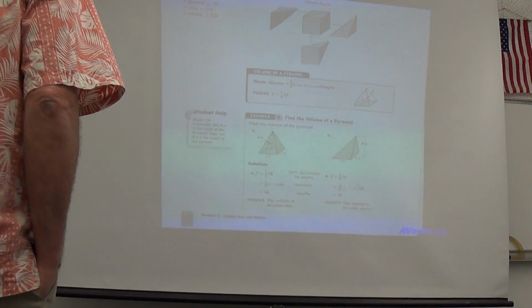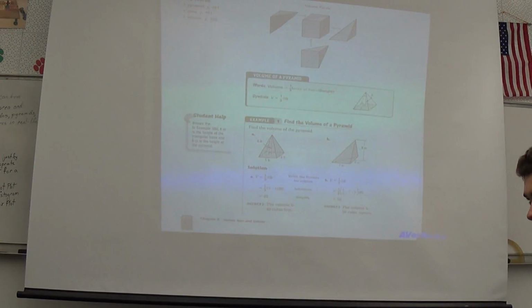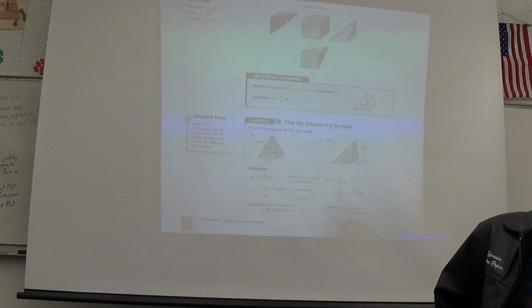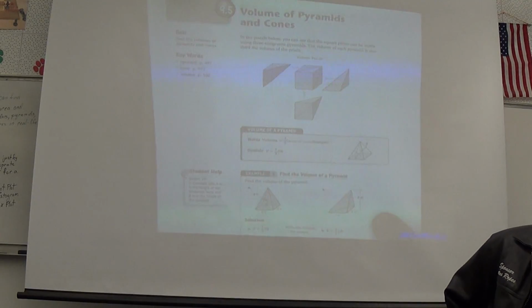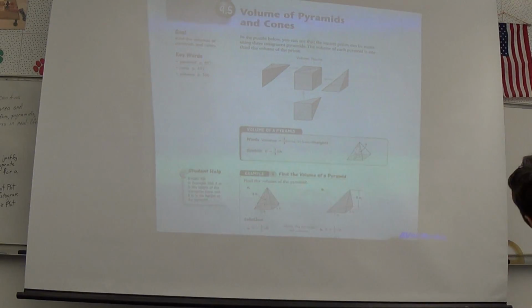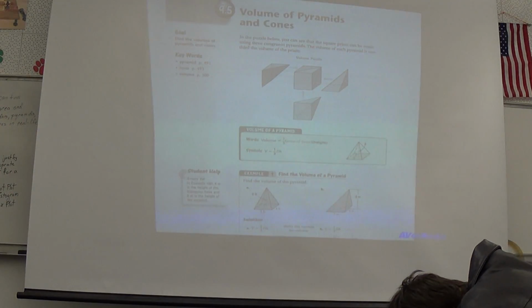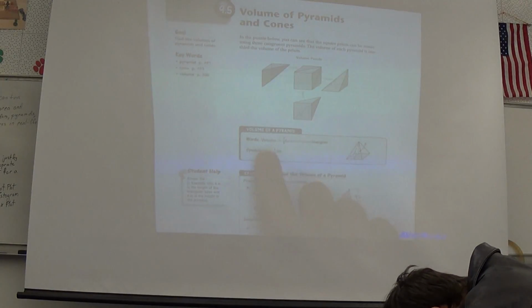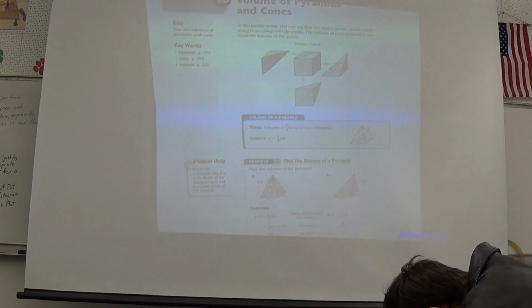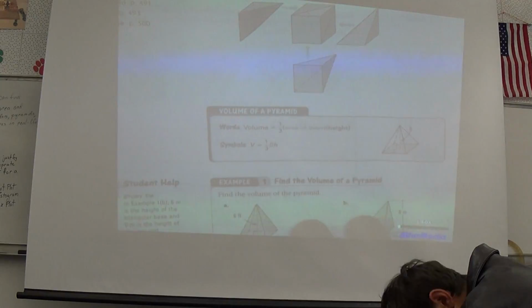All right, so today is Tuesday, February 28th, and we are going to be working on volumes of pyramids and cones. This is directly related to yesterday's assignment of volume of prisms and cylinders. It has the exact same formula as yesterday. It is the area of the base times the height, but with one addition to that.